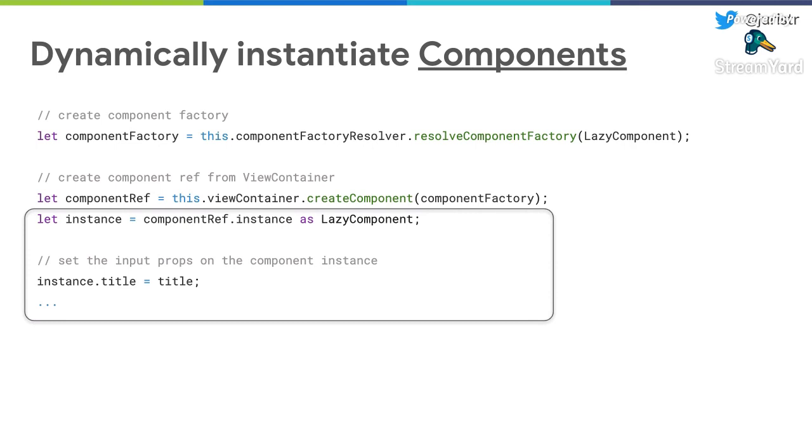Now, once I have that instance, as you can see here, I can then go ahead and set the title or whatever input properties I have, because I can directly set them here programmatically because I have the instance in memory, and input properties are nothing else than variables which I can access on the class object of the component, right?